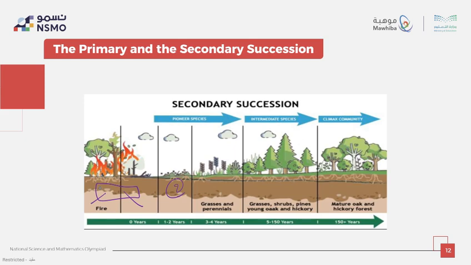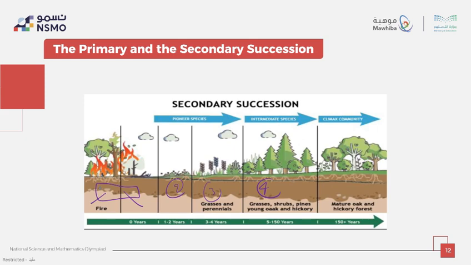Stage number 3, grass, shrubs, and young trees. It takes from 3 to 4 years. Shrubs and young trees such as pine begin to appear. Stage number 4, intermediate species. It takes from 5 to 150 years. More plant diversity appears. Trees that love sunlight grow first, followed by others.